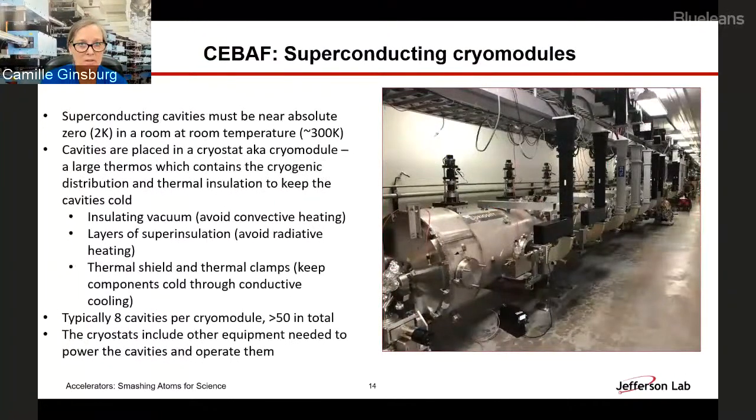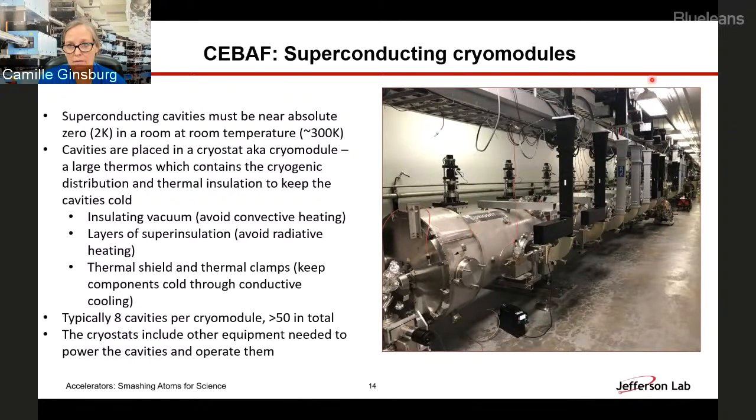But let me talk about superconducting cryomodules. I talked about the superconducting cavities. Those cavities have to be near absolute 0 in a room that's at room temperature, or maybe even a little bit warmer. So the cavities are placed in a cryostat, which is also called a cryomodule, which is basically a large thermos containing the cryogenic distribution and thermal insulation that can keep the cavities cold. Typically, there are 8 cavities per cryomodule, and more than 50 cryomodules are present in CEBAF. The cryostats also include other equipment that I'm not going to talk about that is needed to power the cavities and to operate them.